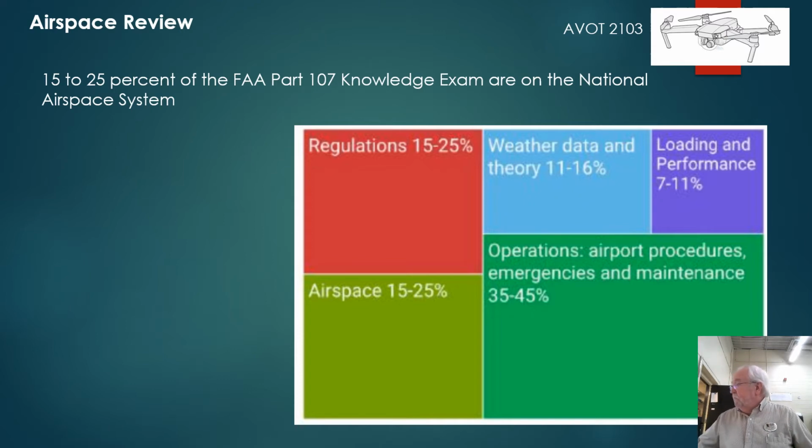This is module 5. You've seen this before. Airspace between 15 and 25% of the FAA written exam will be on airspace. But part of the airspace questions will fall under operations, airport procedures, etc. So it may be considerably more than 25%. Airspace is pretty important to the FAA. This is the general statistics for the knowledge exam.